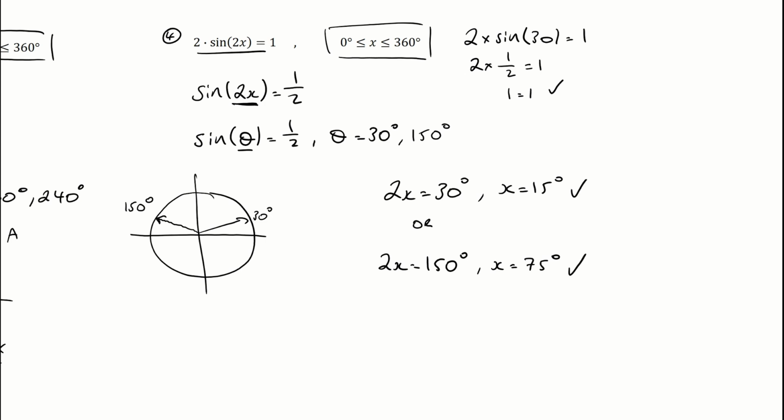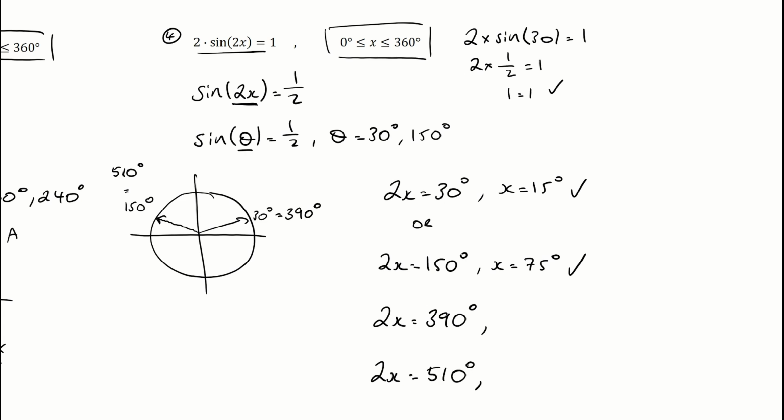However, are there any more? Well, if I do another lap around this unit circle, so 30 degrees, that's actually the same as 390 degrees, okay? And 150 degrees, well, that would be the same as 510 degrees. So if I was to just do another lap around that unit circle, another 360 degrees. So what if now 2x needed to be equal to 390 degrees? And what if 2x needed to be equal to 510 degrees?